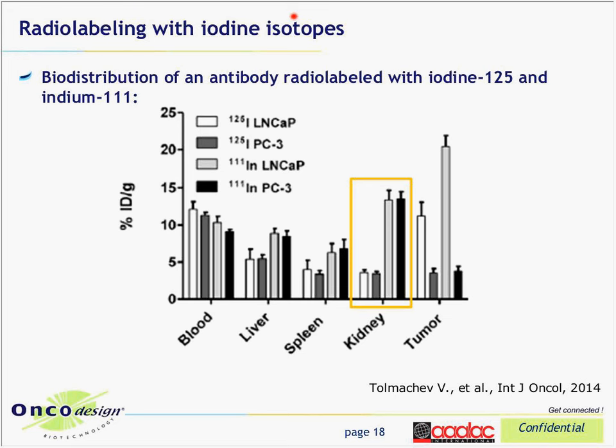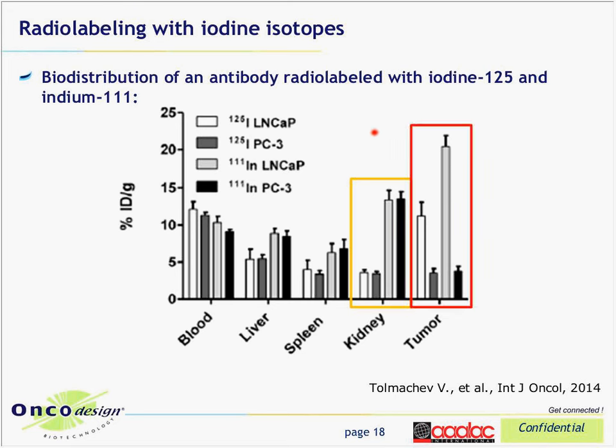And if we have a look at the biodistribution, you have here in the orange rectangle, then in the kidneys with the iodine antibody in both models, the level of antibody, and you can see that the amount of radiolabeled antibody in kidneys is not the same.